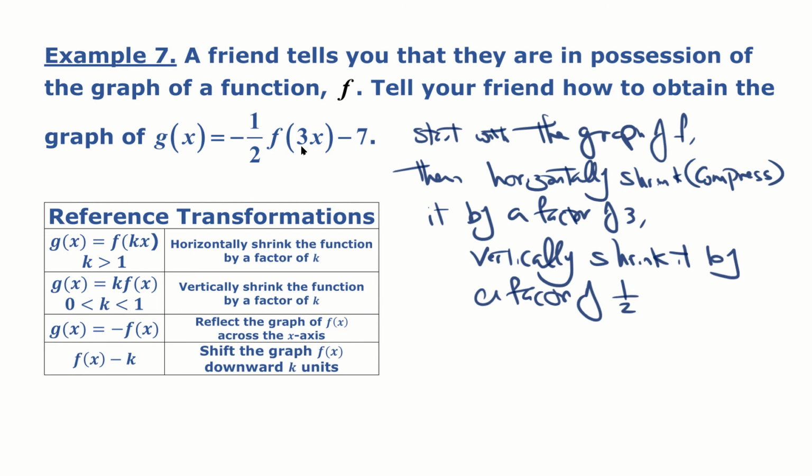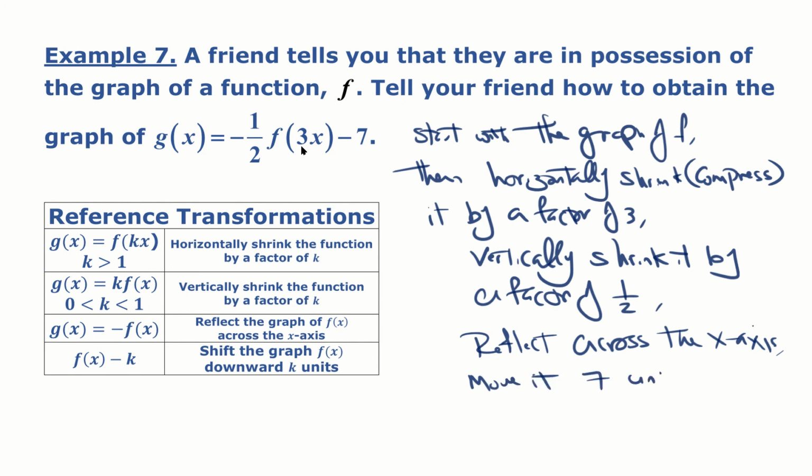Notice the negative here. That means we're going to be doing a reflection as well. So we're going to then reflect across the x-axis. This kind of a transformation. And finally, the easiest part, you're just going to pull it 7 units down. So that's just going to be a downward vertical shift. So, and then move it 7 units down. All right.